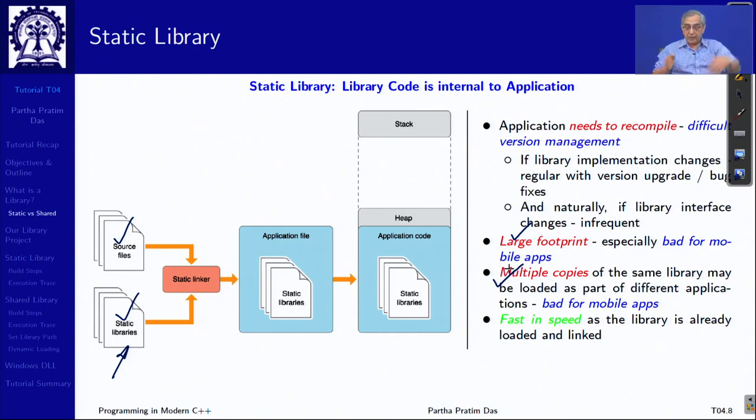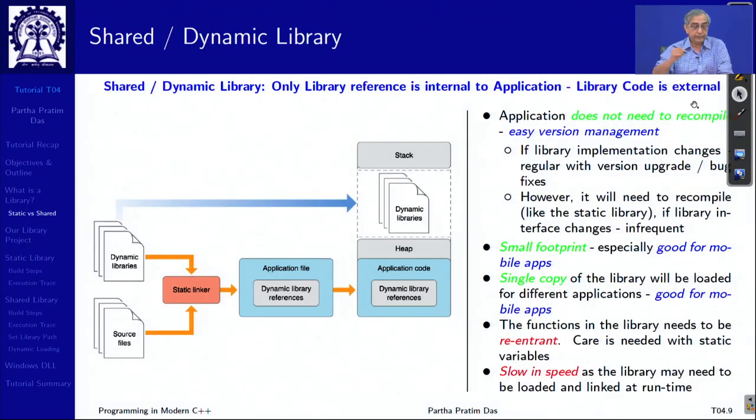The footprint is large. So, particularly in small memory devices like mobile phones and so on, these become difficult. But many times they are fast in speed at execution, because they might take more time to load because they are bigger, but once loaded, they may be fast because they are already in memory, which the dynamic or shared object library may not be.